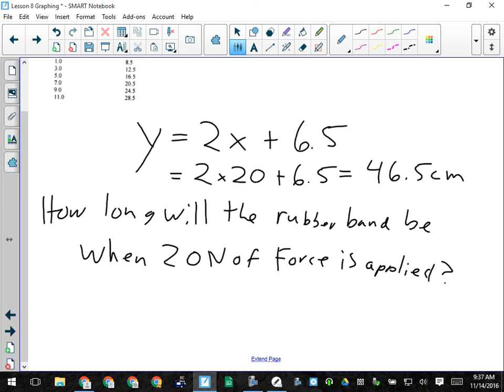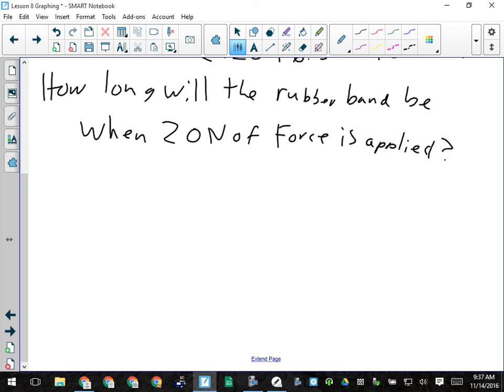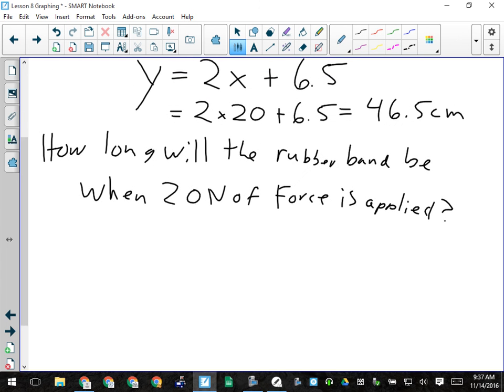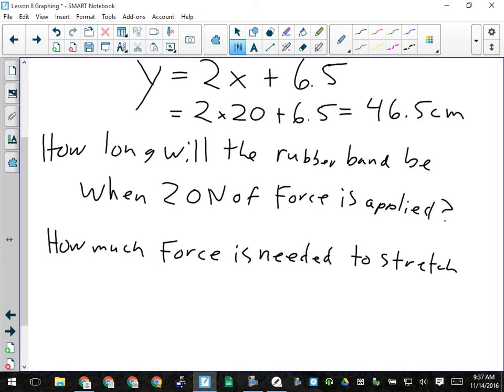Right. So the other way we're going to look at now is, let's say, using this equation, how much force is needed to stretch the rubber band to, let's say, 60 centimeters.